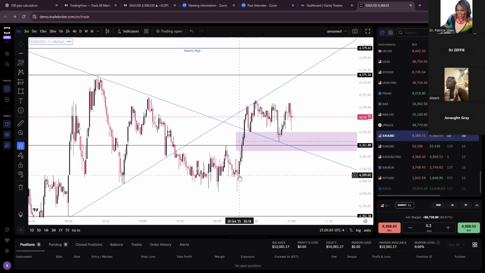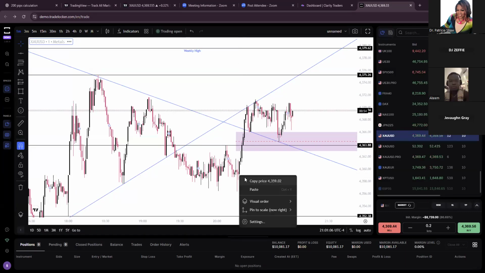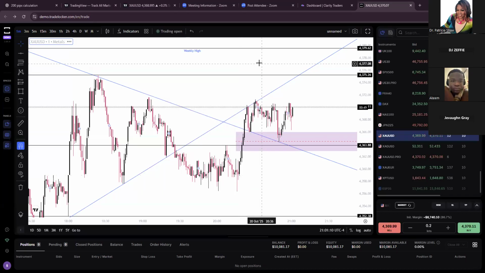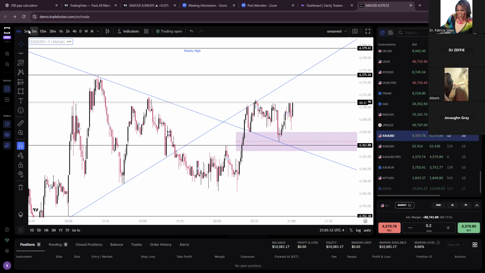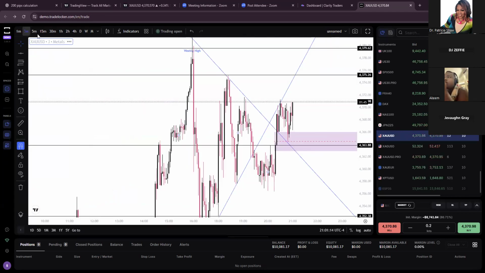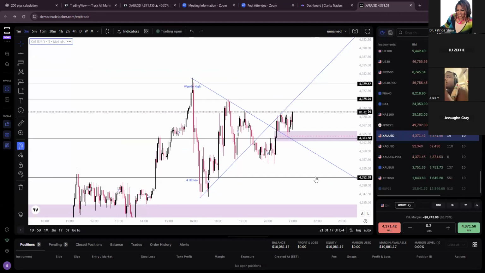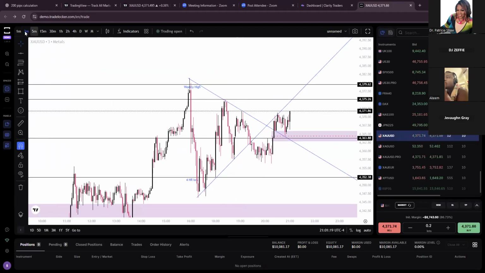Let's see, I'm going to have to bring up a timer because I don't know why it's not giving me my timer. Where are we in our 5 minute? We missed that entry.